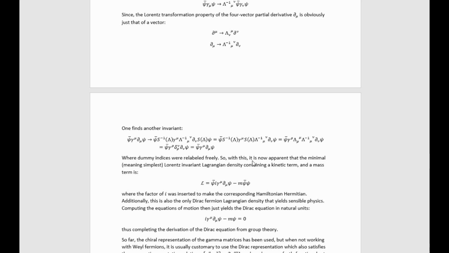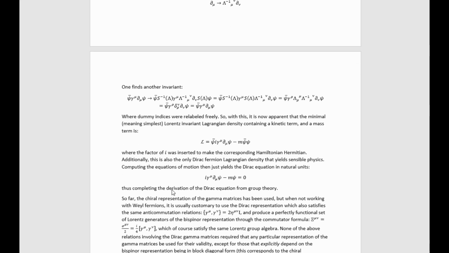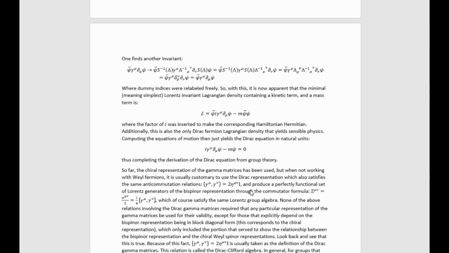So with this, it is now apparent that the minimal, meaning simplest, Lorentz invariant Lagrangian density containing a kinetic term and a mass term is simply this, where the factor of i was inserted to make the corresponding Hamiltonian Hermitian. Additionally, this is also the only Dirac fermion Lagrangian density that yields sensible physics. Computing the equation of motion then just yields the Dirac equation in natural units, thus completing the derivation of the Dirac equation from group theory.